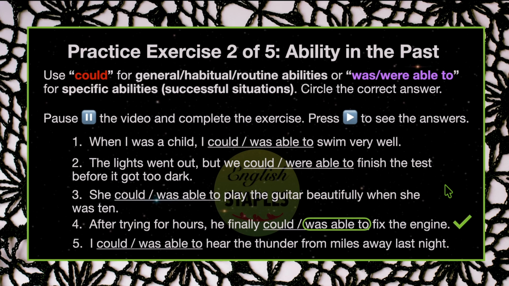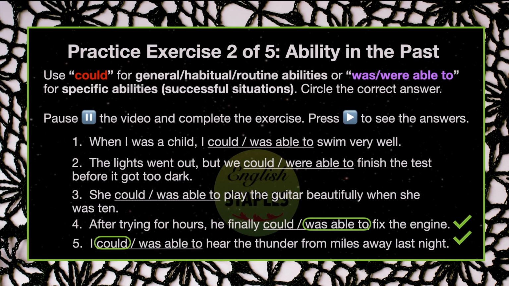Let's do one more. How about number 5? This one. I could hear the thunder from miles away last night. What do you think? If you answered could, I agree with you 100%. Why could? Because it's a natural inborn ability. Okay, so that's under general. You were able to hear the thunder from miles away.